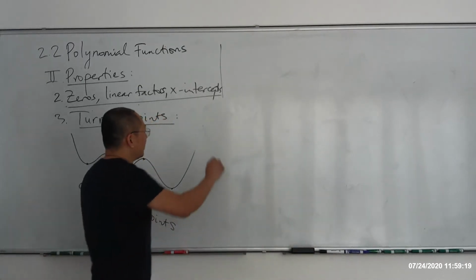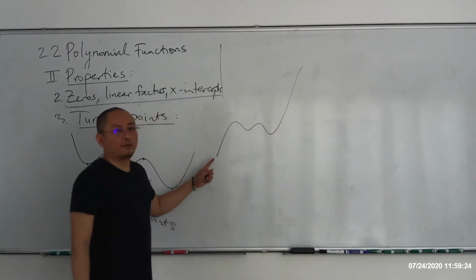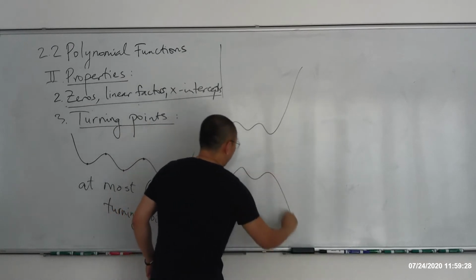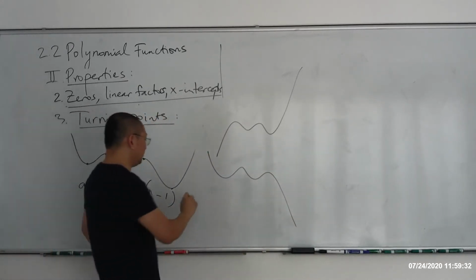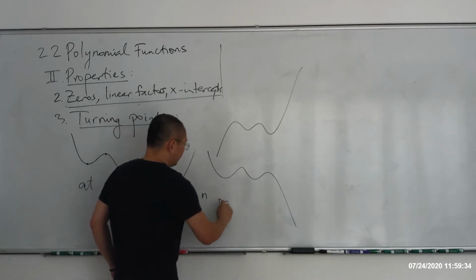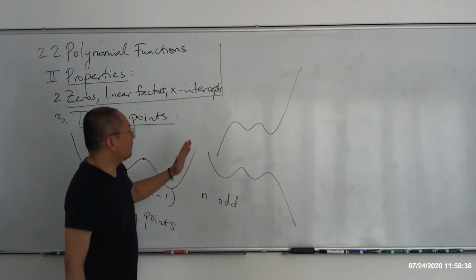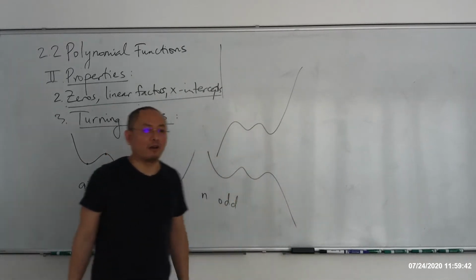What about the odd degree? You're going to see what? Positive leading coefficient, the graph tends to go up. Negative leading coefficient, the graph tends to go down. So for sure, for odd degree polynomial, one end is going up, the other one is going to go up as well. Or one end is going down, the other one is going to go down as well.